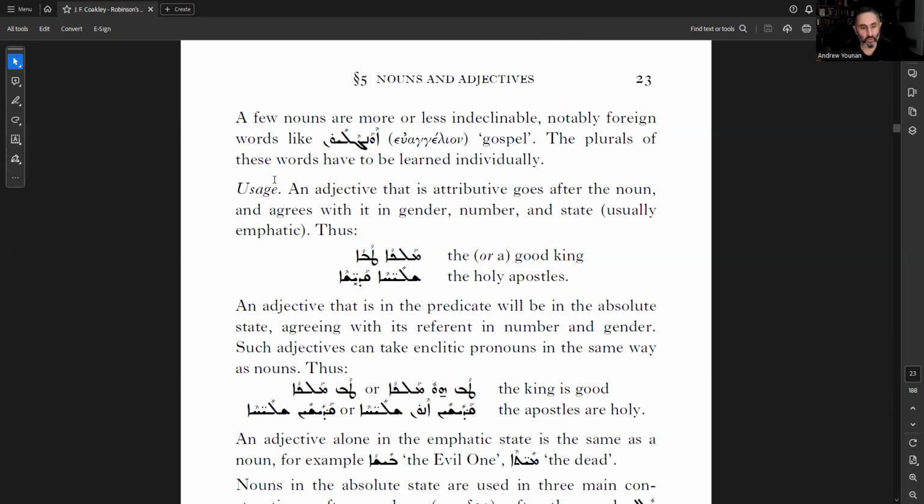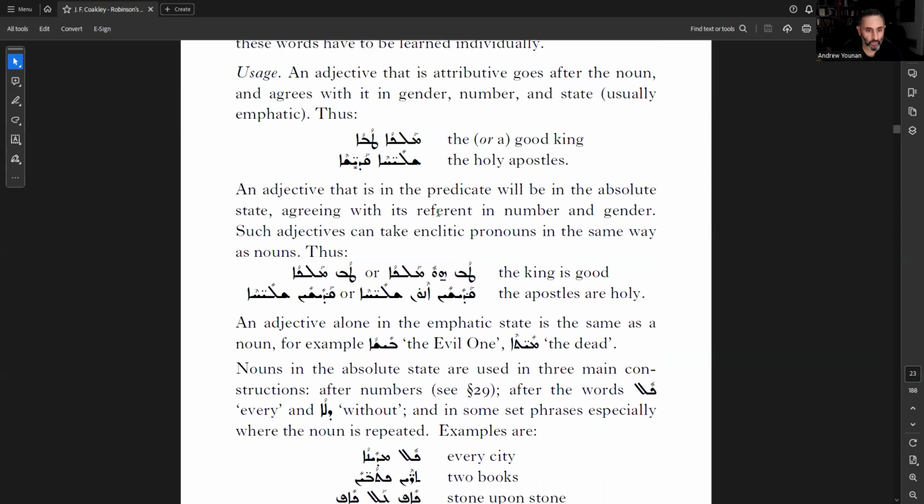Usage. Oh, now he's finally explaining what's going on. Okay. Usage. An adjective that is attributive goes after the noun and agrees with it in gender, number, and state, usually emphatic. Thus, Melka Tawa, a good king. You know that. Shlihe Qadishe, the holy apostles. You know that. Great. An adjective that is in the predicate will be in the absolute state. Finally. So the adjective that is in the absolute state is a predicate, meaning it is affirming something is true. It's not just describing it.